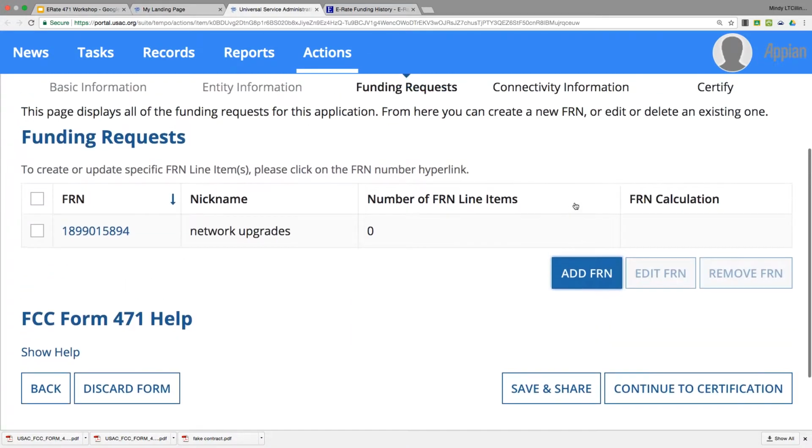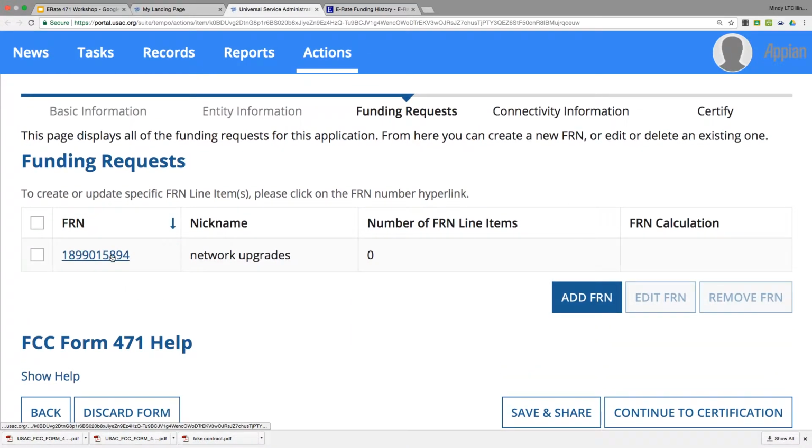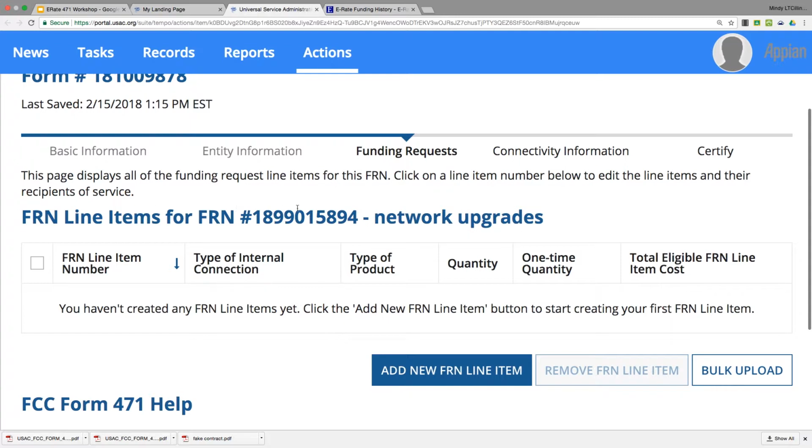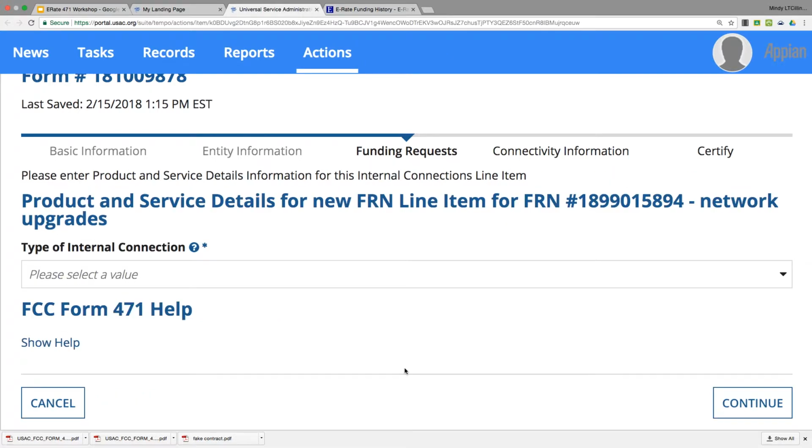I know, right? You've got to click on the number. All of you here, to keep me honest, click on the number, and now I'm going to do my line items. I notice this changed to line items, and I'm going to say add a new FRN line item. See, I eat, breathe, and sleep E-Rate and still click the wrong button.